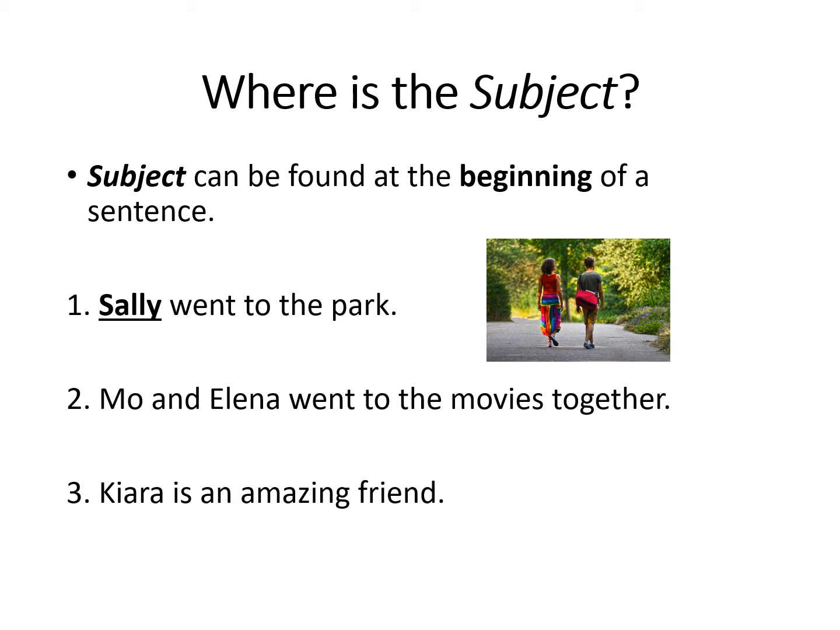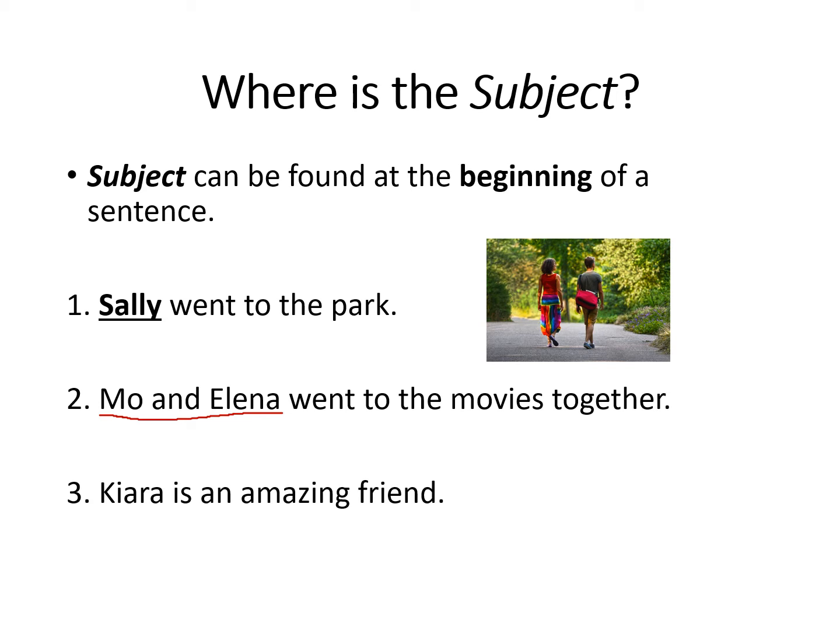Let's go to sentence number 2. Mo and Elena went to the movies together. Who or what am I talking about? Mo and Elena, these are people, went to the movies together. I'm talking about Mo, and I'm talking about Elena. So Mo and Elena are the subject of the sentence, and I'm going to make sure to mark it. That is what I'm focusing on.